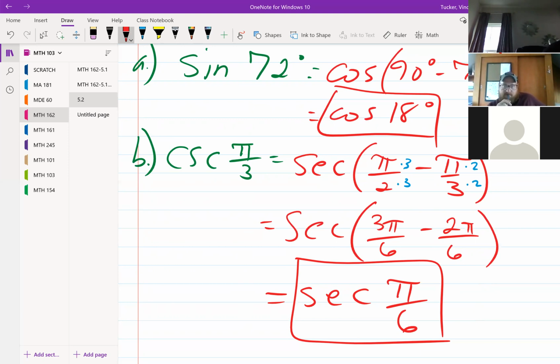Trying to see if they have word problems in this section. Well, we can do one. I'm not so sure, but we can do one.